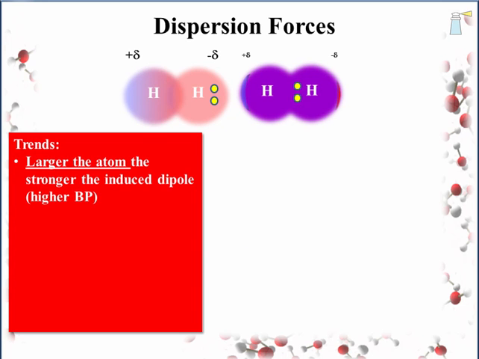The more electrons an atom has, the bigger its radius. This allows for stronger instantaneous dipoles and stronger induced dipoles. Stronger intermolecular interactions require more energy to break. That is why there is a trend with atomic size and boiling points.